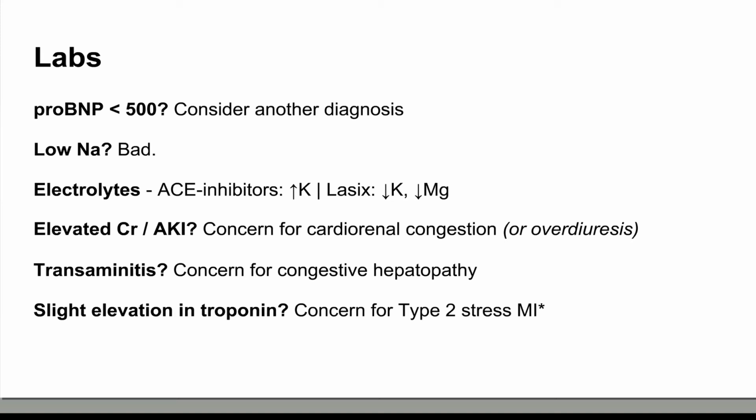And then a slight elevation in troponin is concerning for what's called a type 2 stress NSTEMI, or essentially a hypoperfusion to the heart. This is a pretty bad prognostic factor, but something that we do see a lot in patients with acute decompensated heart failure. They are not treated in the same ways as someone acutely having an MI, but something to be aware of and to look for for sure.